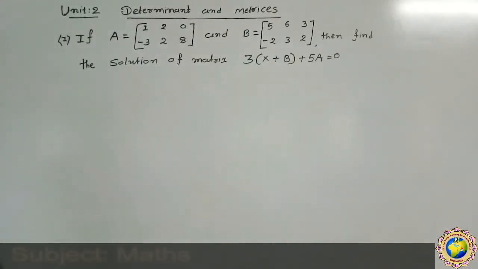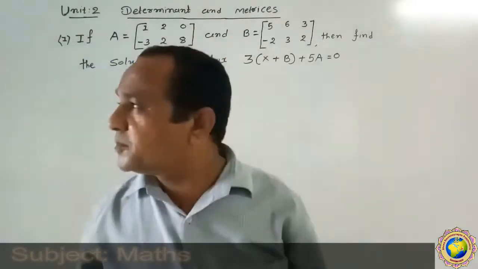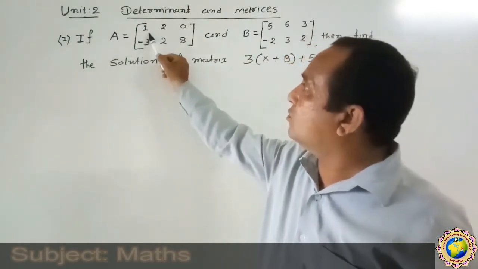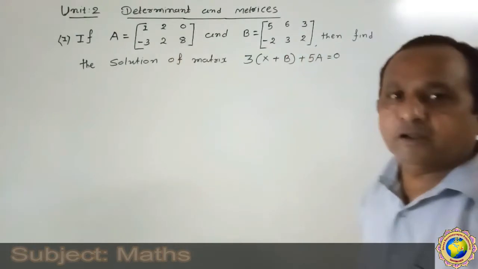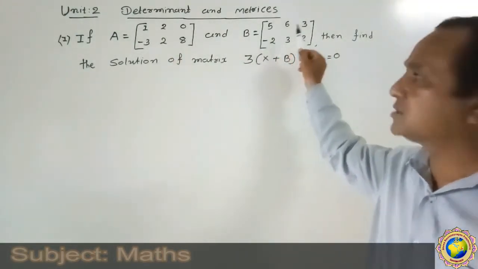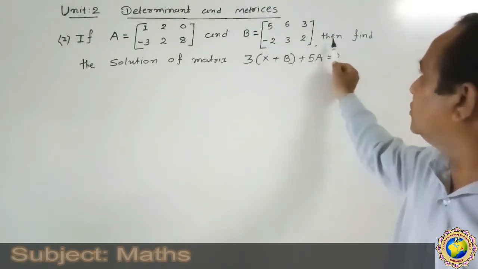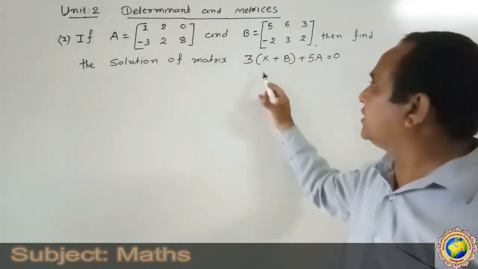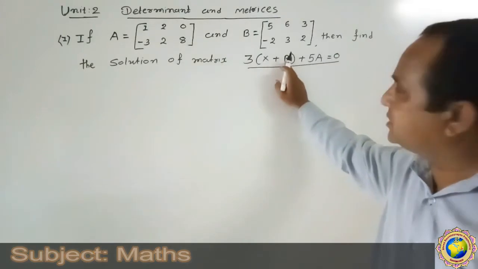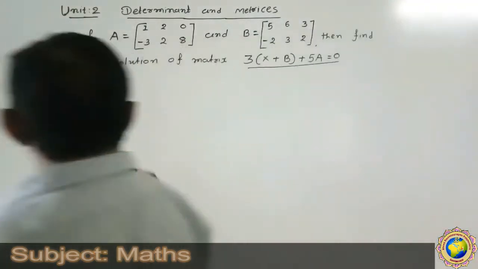Now, today we discuss another example in matrices. We are given A equal to [1, 2, 0; -3, 2, 8] and B equal to [5, 6, 3; -2, 3, 2]. Then find the solution of the matrix equation 3(X + B) + 5A = 0. Now your solution.